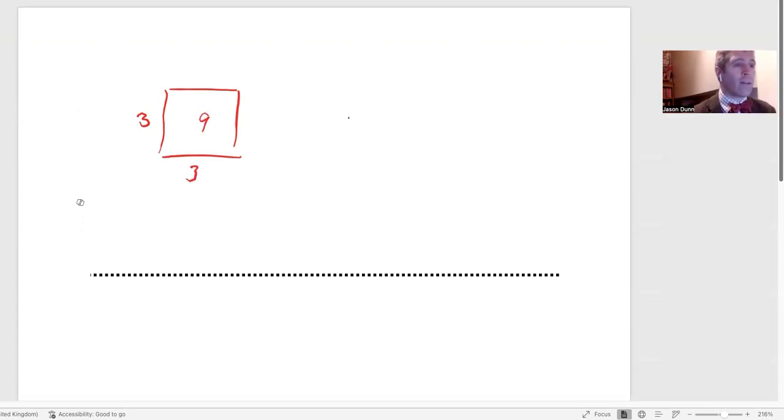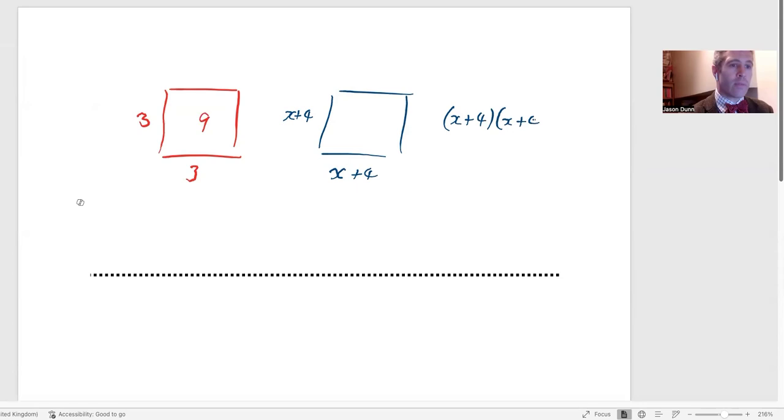Very straightforward. Imagine if instead of having a value of 3, we have, let's say, x plus 4. Well, the other side must also be x plus 4, mustn't it? Right? But to work out the area in that case, it would be x plus 4 multiplied by x plus 4. Okay? If you multiply that out, you do the x times the x, the 4 times the x, and the 4 times the 4. So you end up with x squared, 2x and 2x, so 4x overall, plus 4.